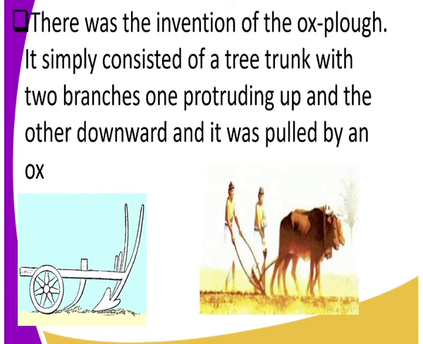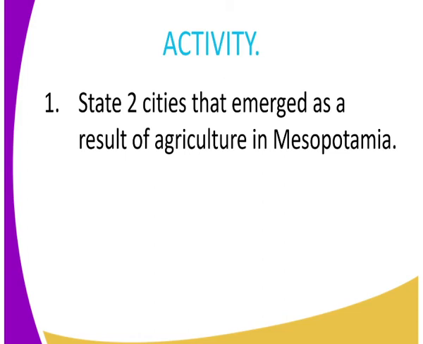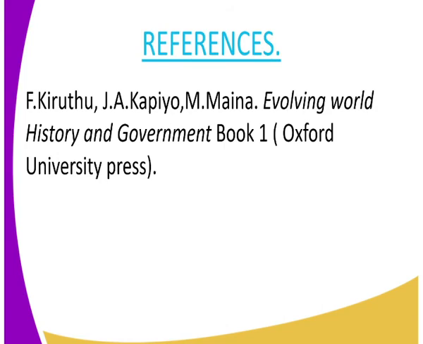Now class, can you name two cities that emerged as a result of early agriculture in Mesopotamia? And for our reference, let us use Evolving World, History and Government, Book 1, Oxford University Press.